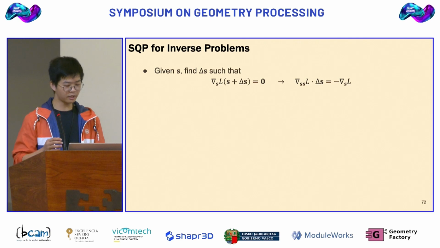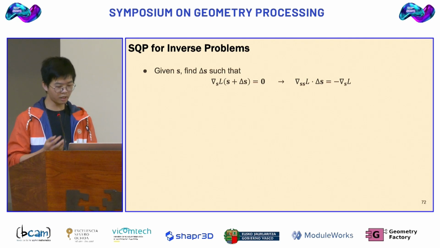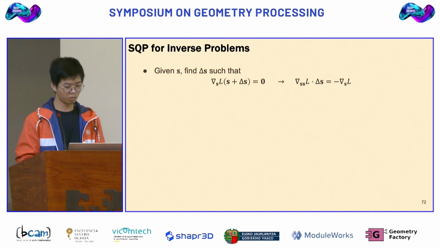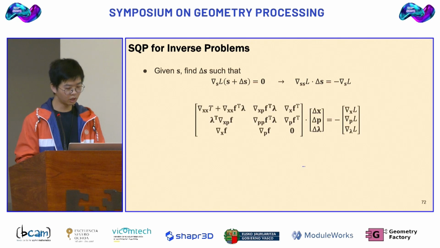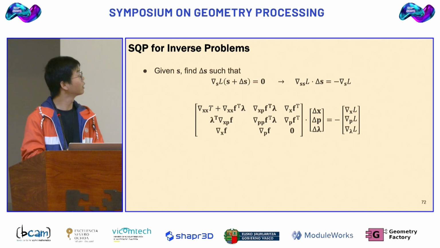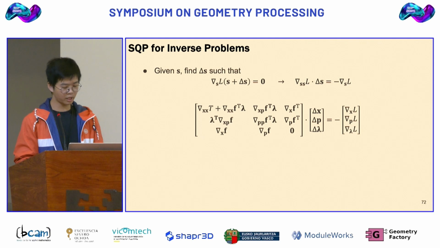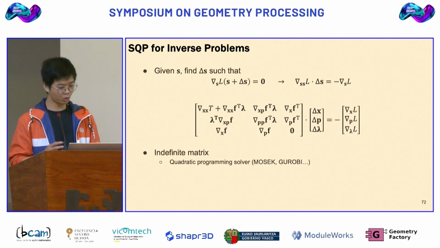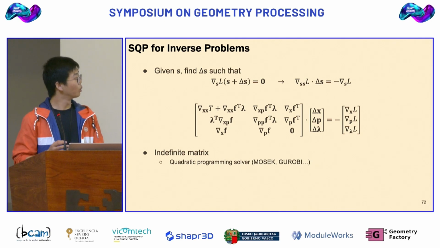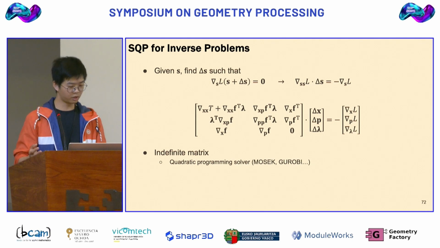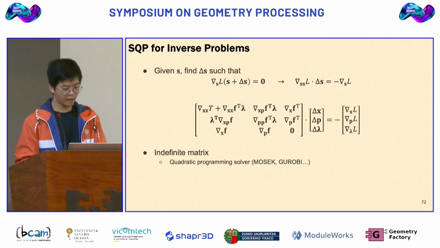For a given S that does not satisfy the optimality condition, we look for a delta S such that the gradient becomes 0. From Taylor expansion, we solve a linear equation to get this delta S. And here I write all of the terms. To compute this left-side matrix, we need to compute some third order tensors, which are this fourth term. Additionally, this matrix in most cases will be an indefinite matrix. One good way to solve this is using a QP solver, for example, Mosek or Gurobi. Basically, we can just feed everything to Mosek or Gurobi. It's very convenient. After solving this linear system, we can obtain the search direction delta S.